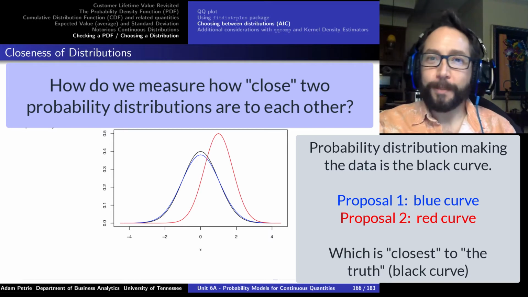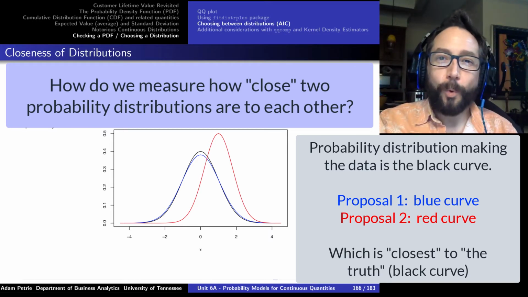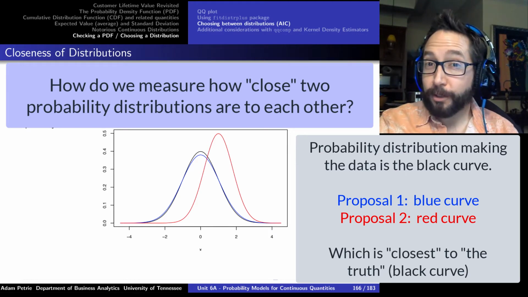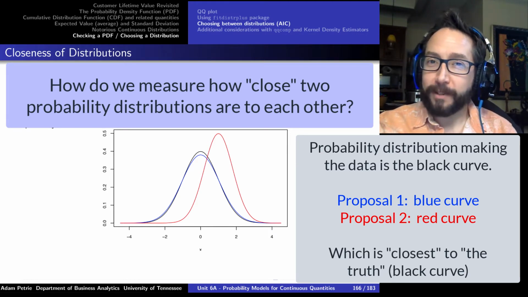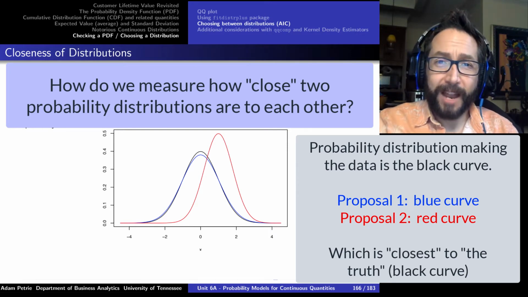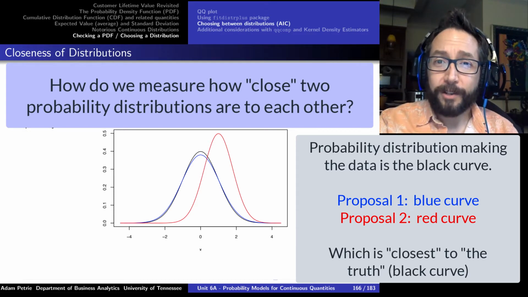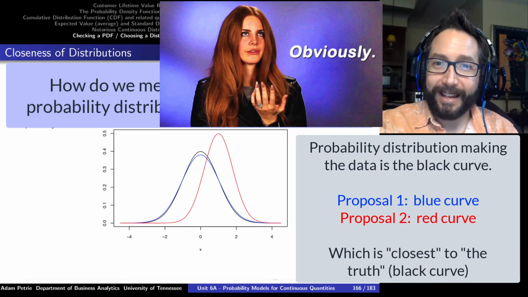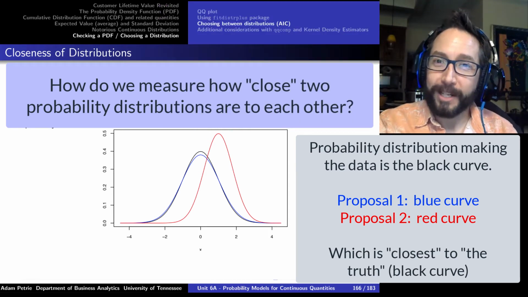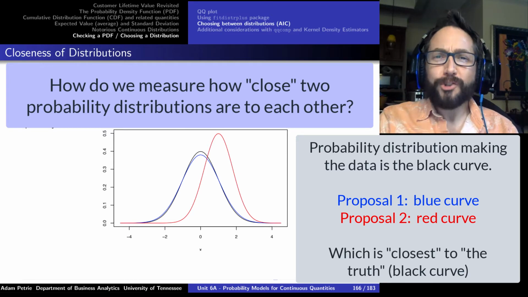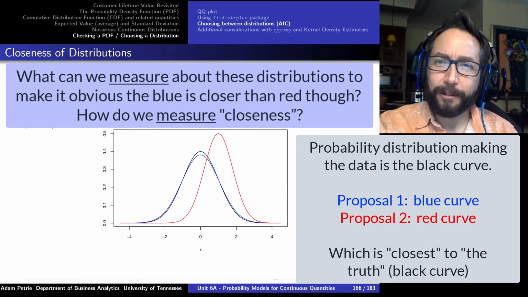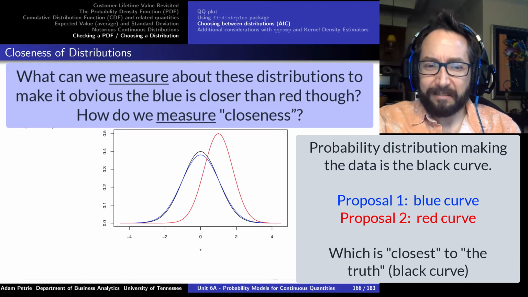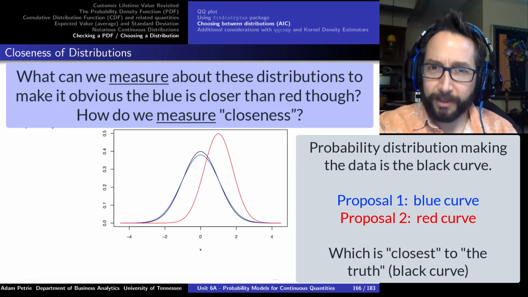And there are two distributions that I'm proposing, and I'd like to know which one is the better probability distribution. Is it the distribution given to us by the blue curve, or is it the distribution given to us by the red curve? Now, just looking at it, we can see that the blue curve is a lot closer to the black curve than the red curve is. So we can immediately tell that the best probability model is going to be the one given to us by the blue curve. The question is, how can we actually write down something mathematical or some sort of number that reaches the same conclusion as what we're doing with our eyeballs?